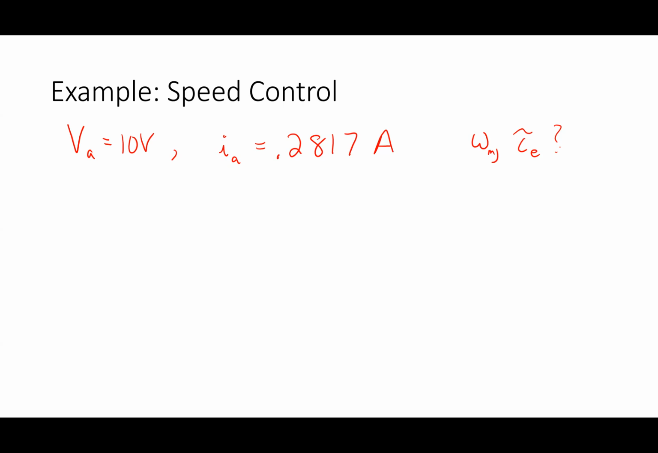Yeah, KVL will help me figure out omega M, right? Let's do the torque first. That one's even easier. How do I get the torque being made? Yeah, K times IA. If I calculate that, it becomes a really small number, 0.0184 Newton meters.